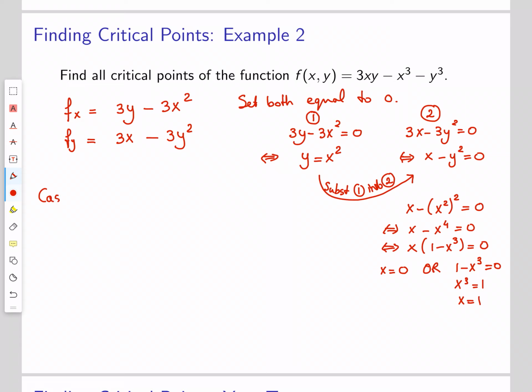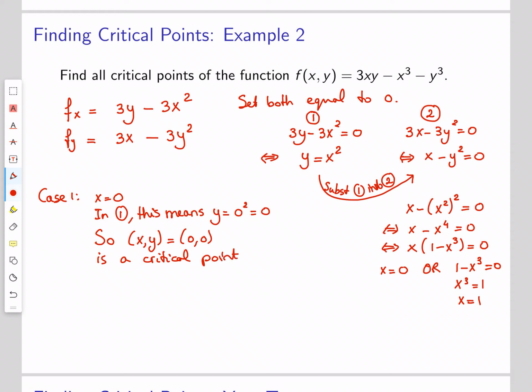So case 1, when x is equal to 0, what does that mean? Well, let's put it back into the first equation. In 1, this means that y is equal to 0 squared, which is equal to 0. So simultaneously, equations 1 and 2 are satisfied as long as x and y are both equal to 0. And so that's a critical point.